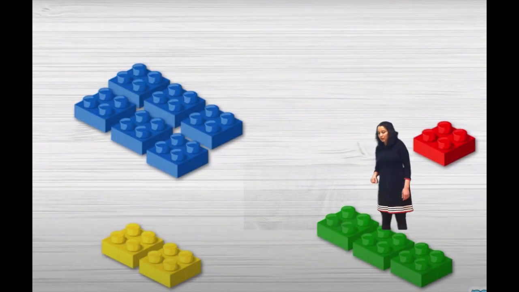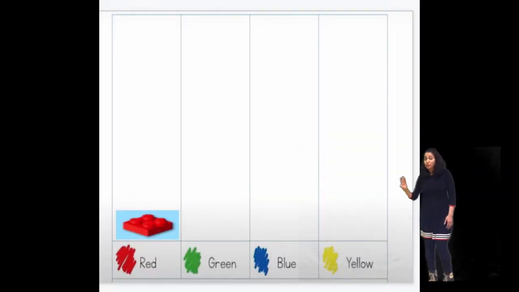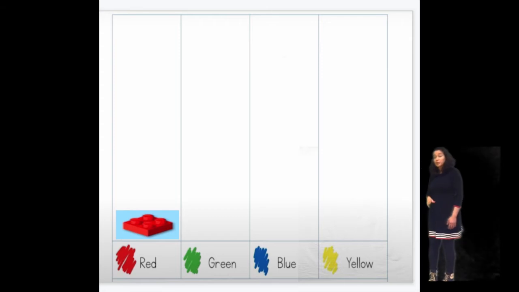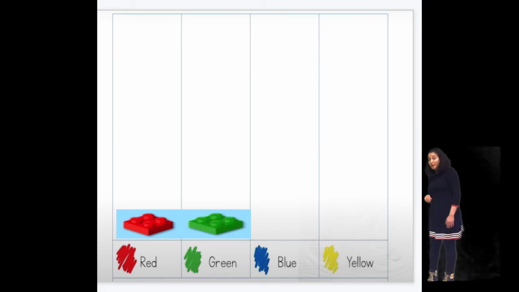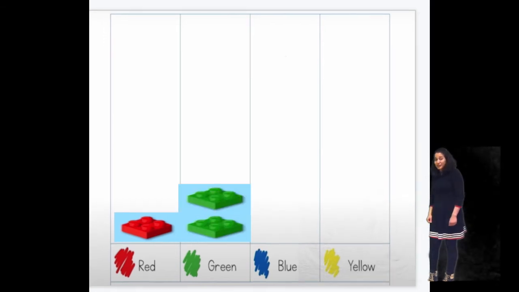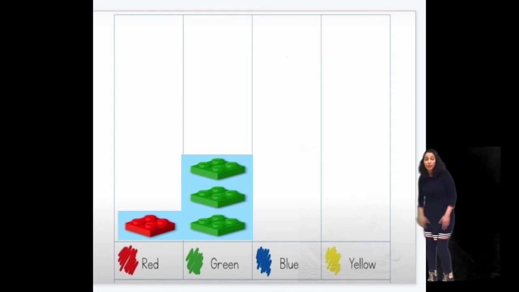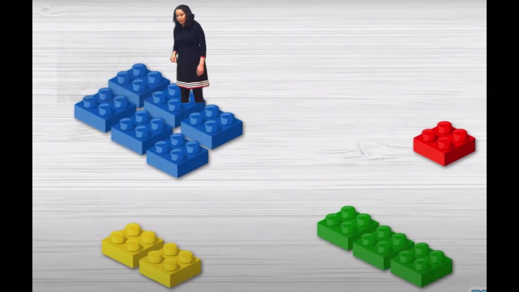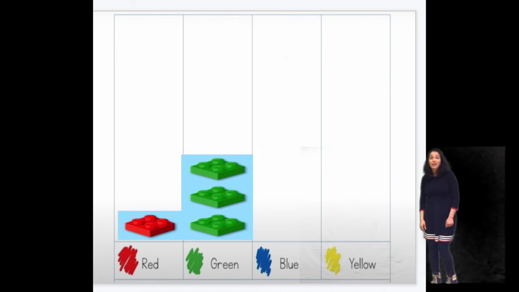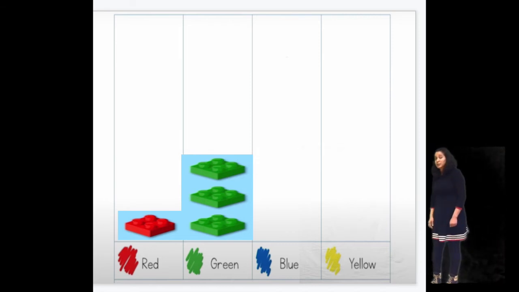1, 2, 3. So we have 3 green Lego bricks. So I'm going to put 3 green Lego bricks on my graph here. 1, 2, and 3. Now let's count how many blue Lego bricks we have. 1, 2, 3, 4, 5, 6. Okay, there are 6 blue Lego bricks. Let's put 6 bricks on our graph.